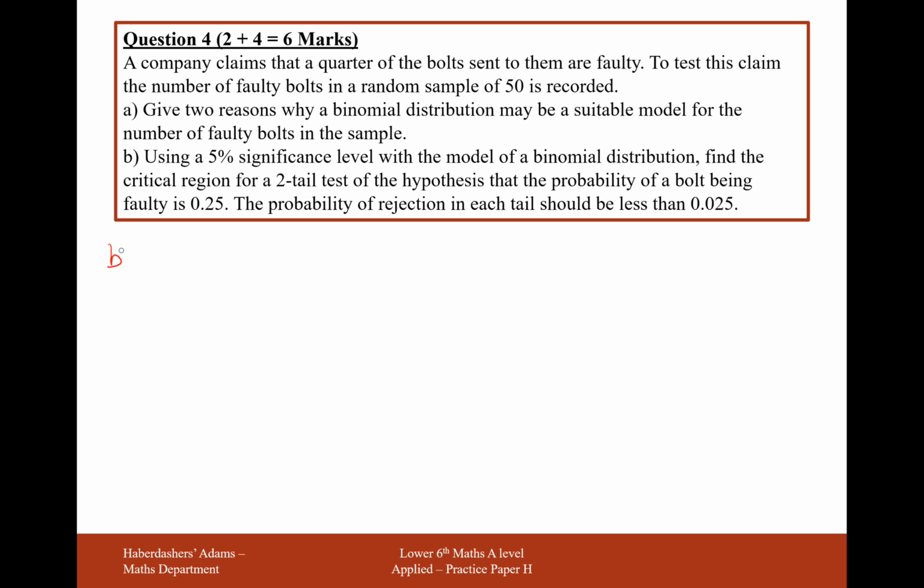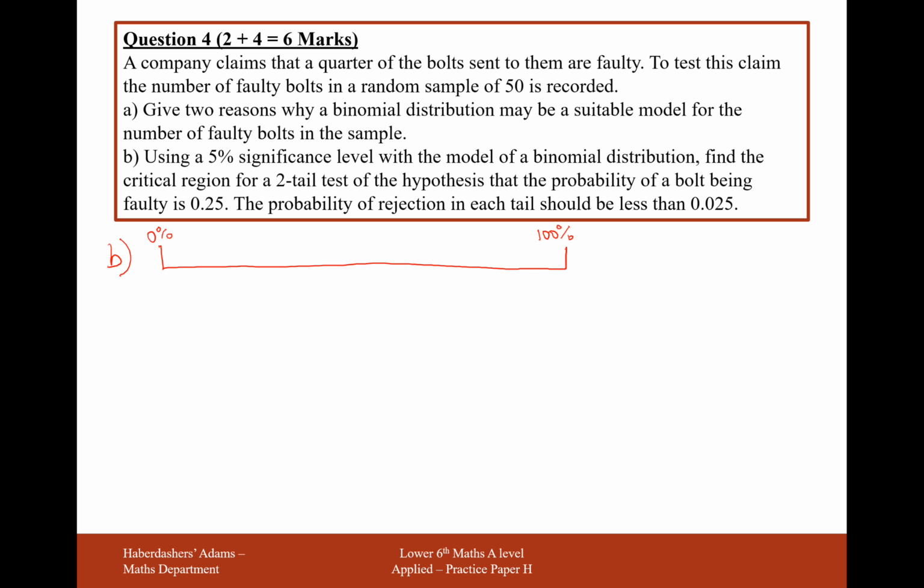Okay, so I'm going to move on to part B now, using a 5% significance level with the model of binomial distribution. Find the critical region for a two-tailed test of hypothesis test that the probability of a bolt being faulty is 0.25. Okay, so let's imagine a scale of probability where we have down from 0% to 100%.